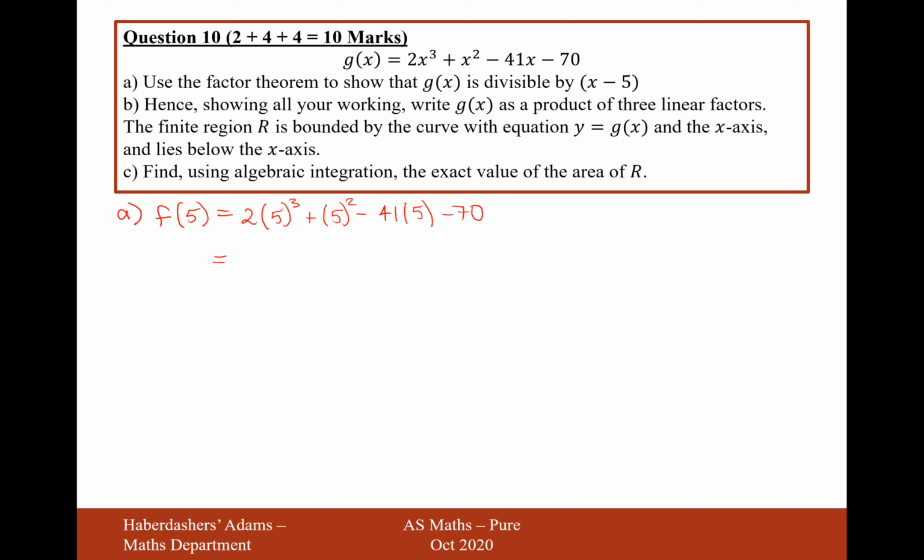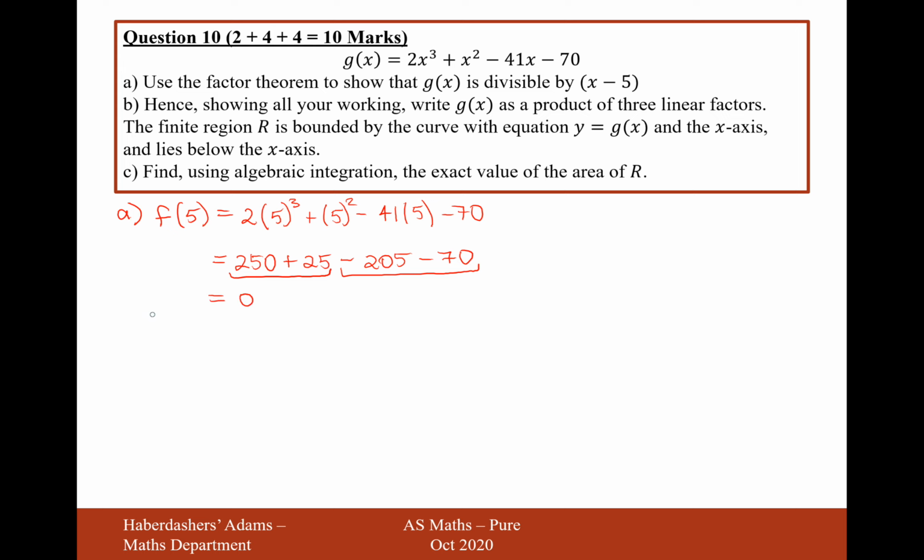So let's work this all out. Let's do it individually and really clearly show it, because we do get 2 marks for it. So 5 cubed is 125, times it by 2 you get 250, plus 25 minus 205 minus 70. This bit here is going to clearly add together to make 275, and this bit here is going to clearly add together to make minus 275, which will cancel to make 0.